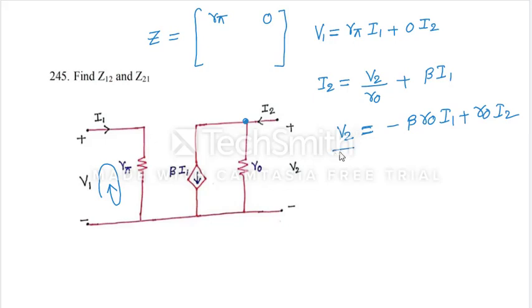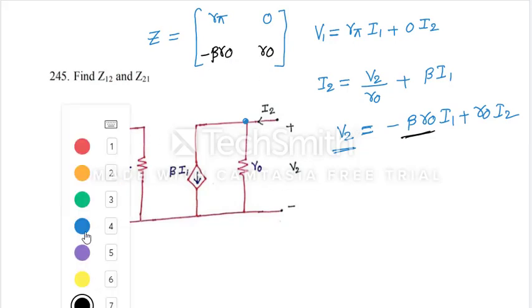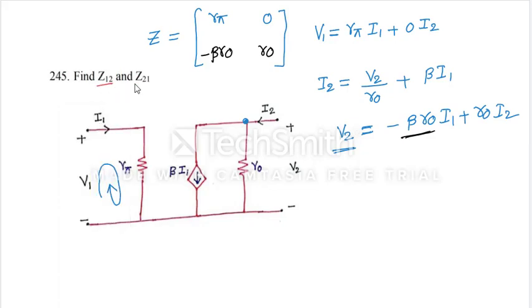We can see that this is the second equation of the Z parameters. So from this I can write the Z parameters now. Z21 is how much? Minus beta R0, and this is R0. And of course they ask us to find Z12 and Z21. So this is Z12 and this is Z21.